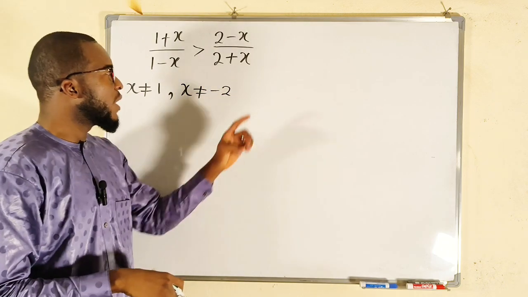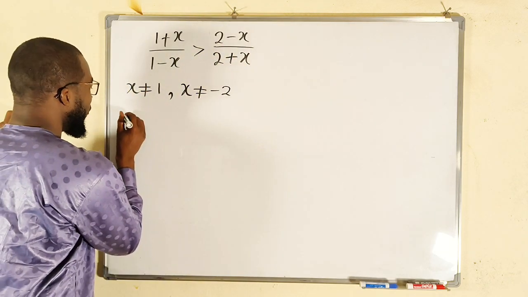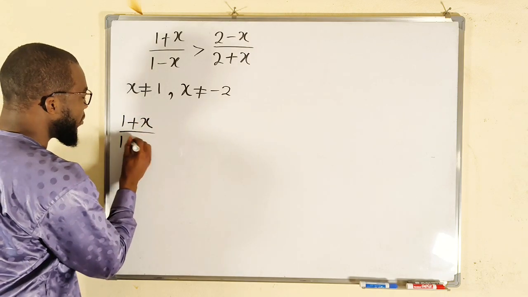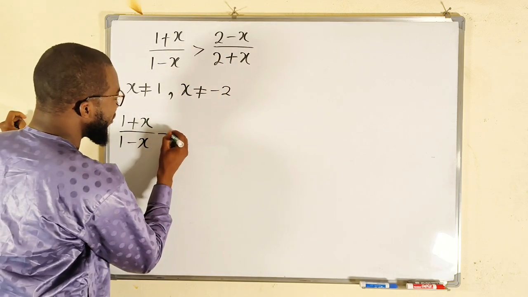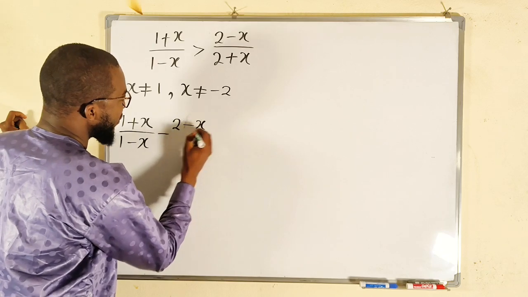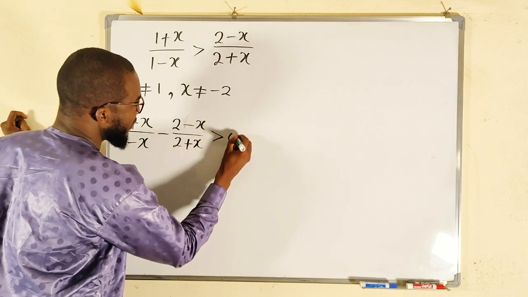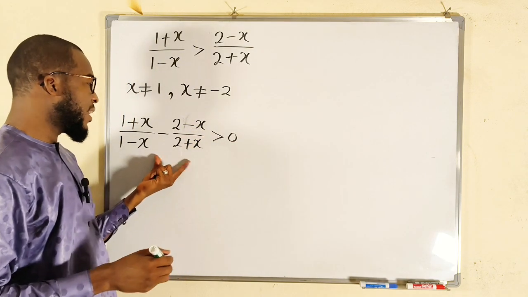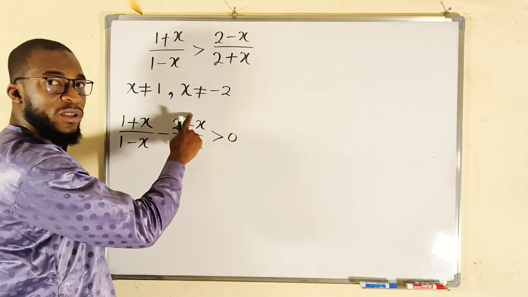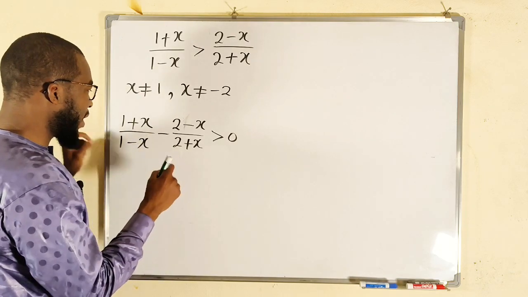So let's continue. I would like to take the whole of this fraction to the left hand side. So we have (1 + x)/(1 - x), and as the other one crosses over, it becomes negative, (2 - x)/(2 + x). We have nothing on the other side. Let us add this fraction. We take this and multiply by this, we take this and multiply by this, and the denominator will be the product of this and this, right? That is how to add fractions.